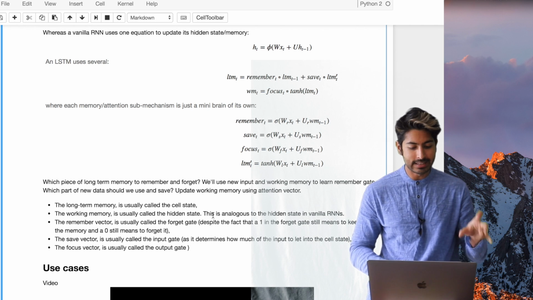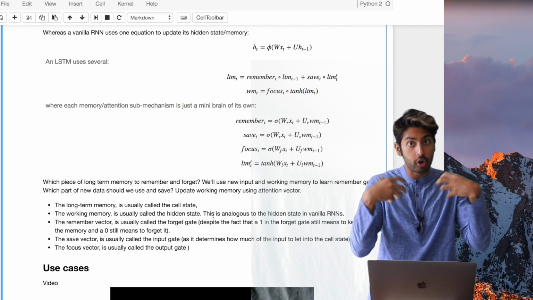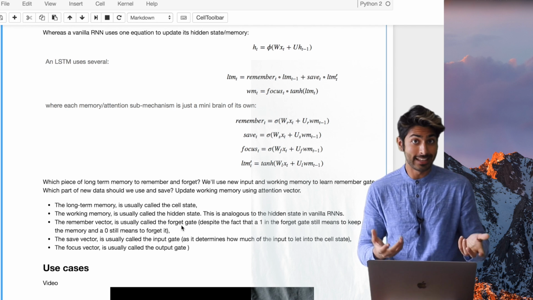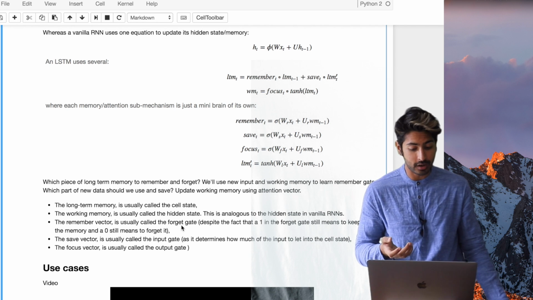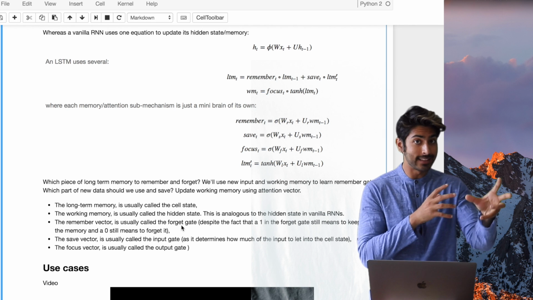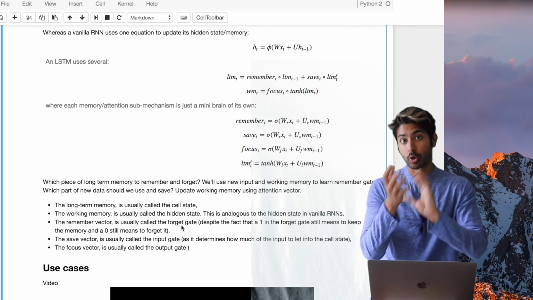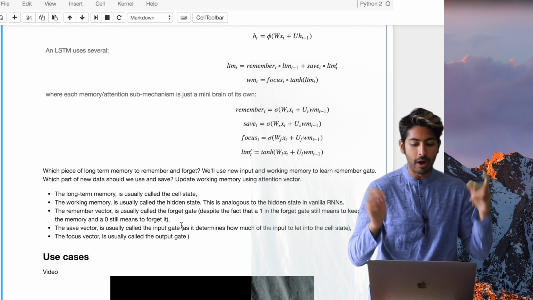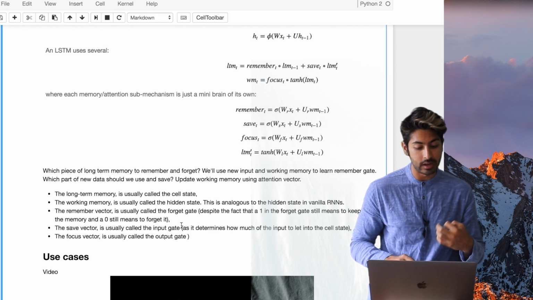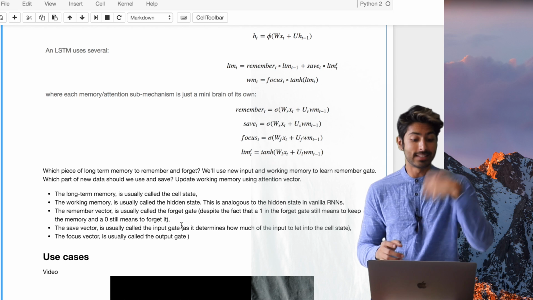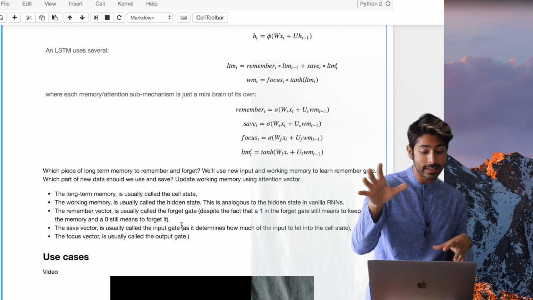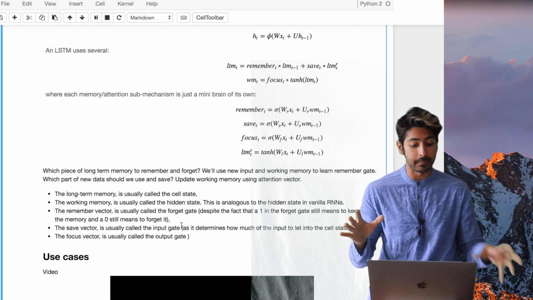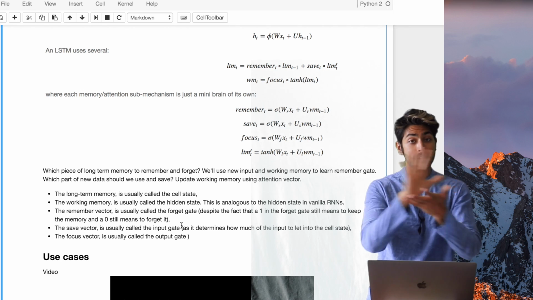The hidden state is akin to working memory, so it's kind of like a current memory. The forget gate, also called the remember vector, learns what to forget and what to remember, right? 1 or 0, binary outcome. The input gate determines how much of the input to let into the cell state, also called a save vector, what to save and what not to. And the output gate is akin to an attention mechanism. What part of that data should it focus on?